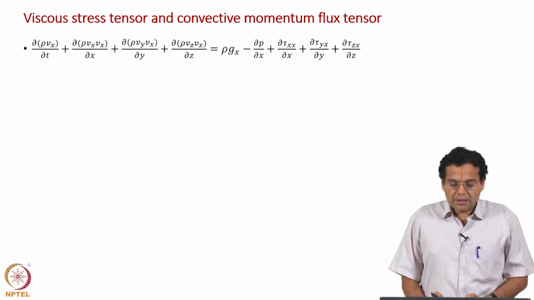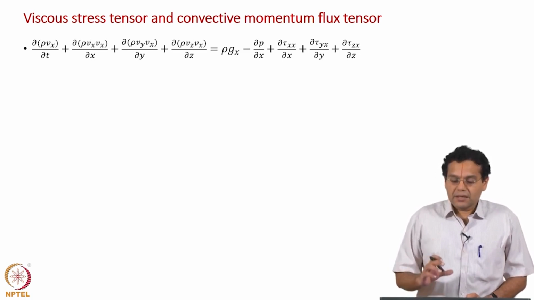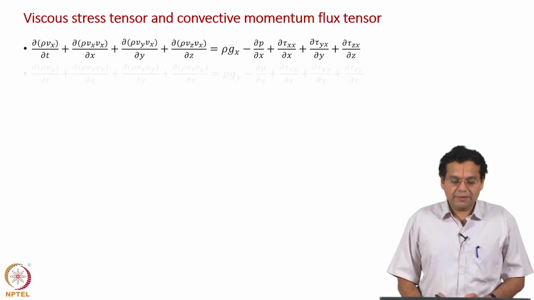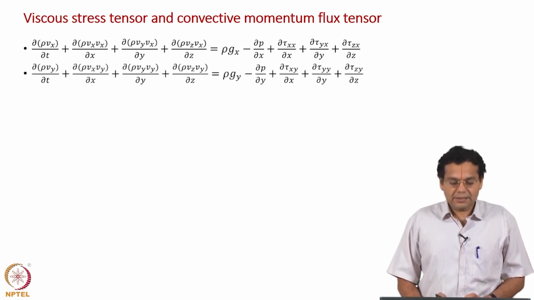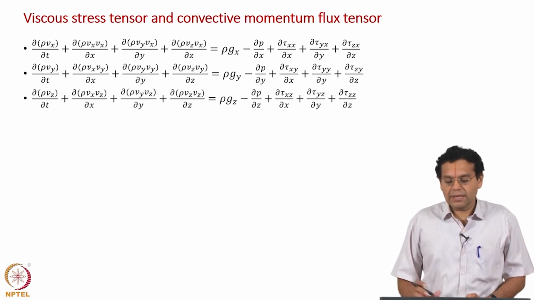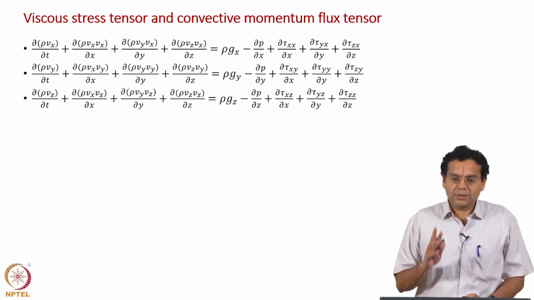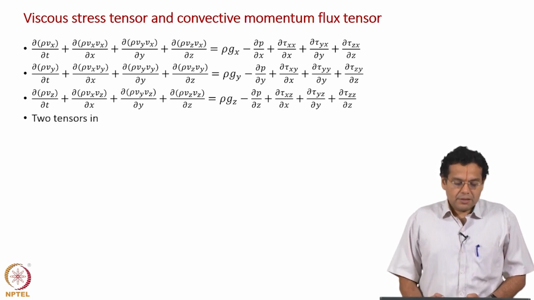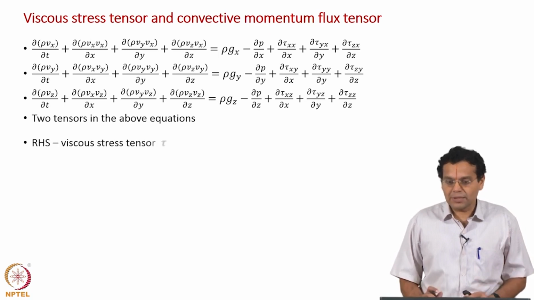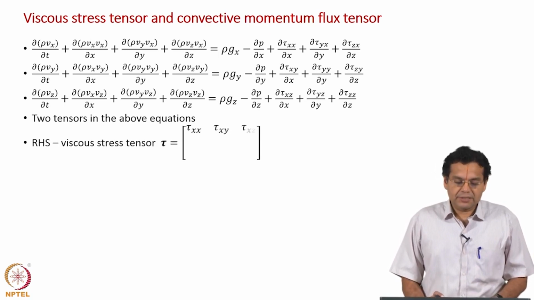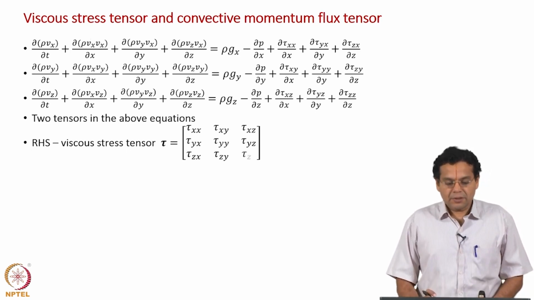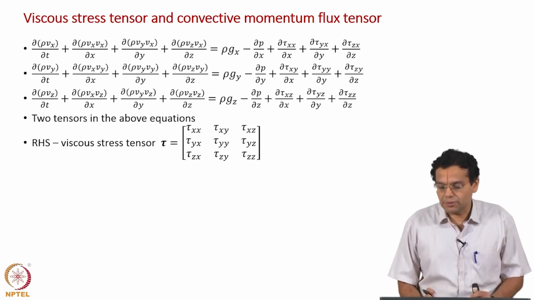Okay, so, let us write down the 3 linear momentum balance equations, only then can we discuss the two tensors. So, we have written down the linear momentum balance along x direction, y direction, z direction. From this we will identify the two tensors. On the right hand side, let us start with something known to us. On the right hand side we have the viscous stress tensor. Earlier we discussed this as the stress tensor for solids. Now we are discussing this as the viscous stress tensor for fluids.